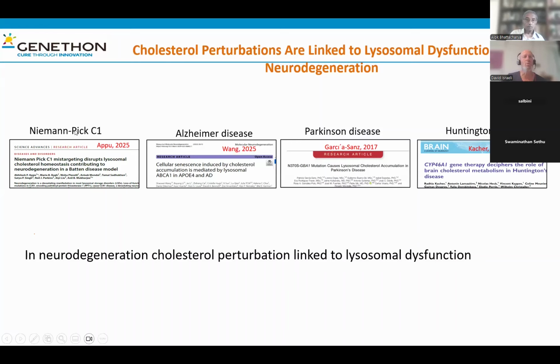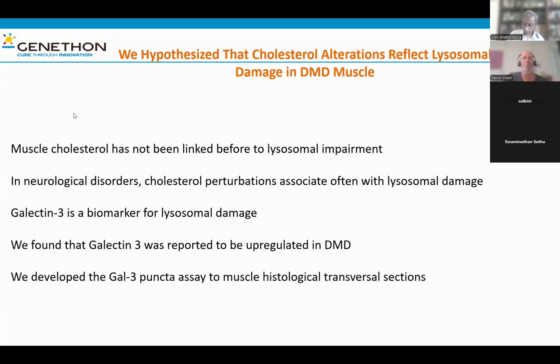And this in particular was studied in the central nervous system, in different model diseases and in patients, such as Niemann-Pick, Alzheimer's, Parkinson's and Huntington's. In all these diseases, it was reported in the scientific literature that if you have too much cholesterol, it will be associated with lysosome perturbation. And we said, maybe we have an issue of lysosome also in the muscle. And so where are we with that?